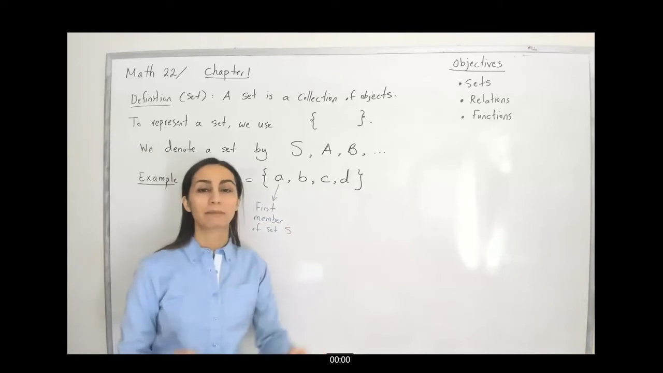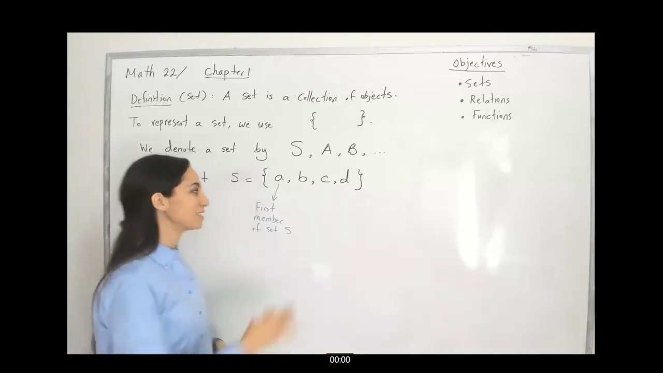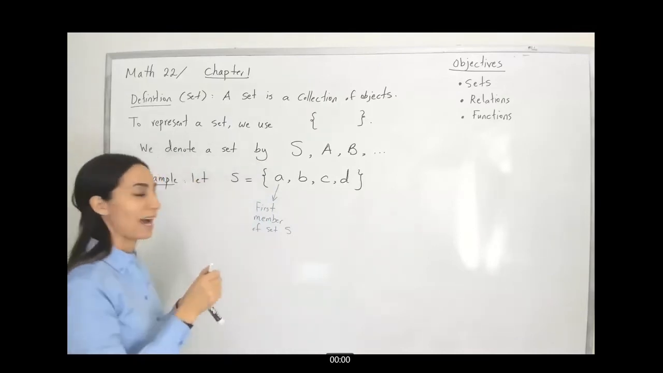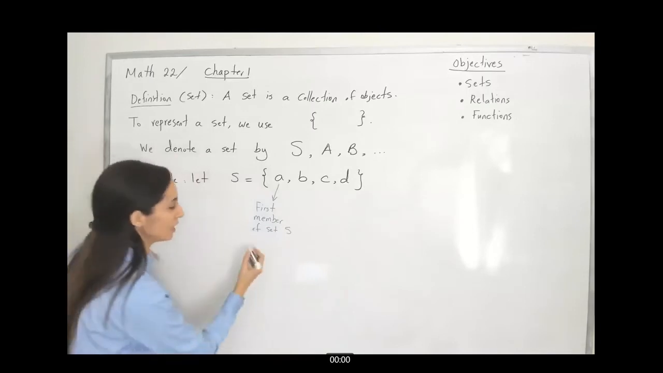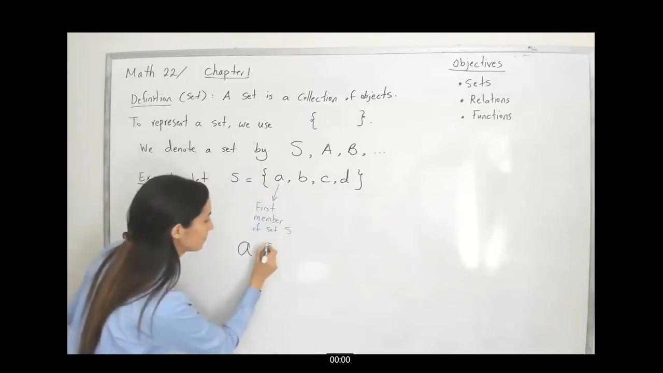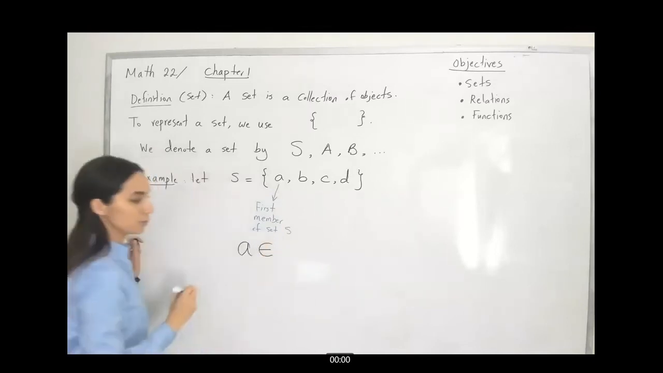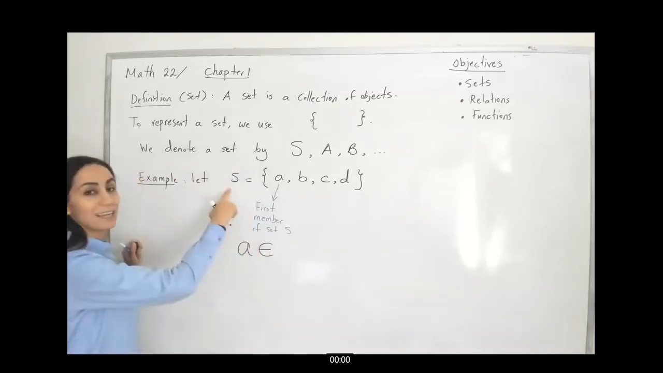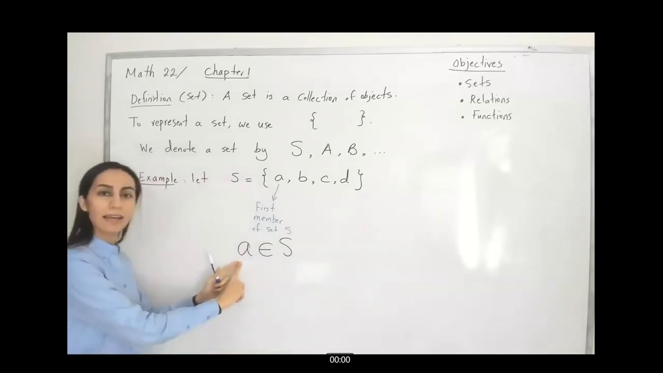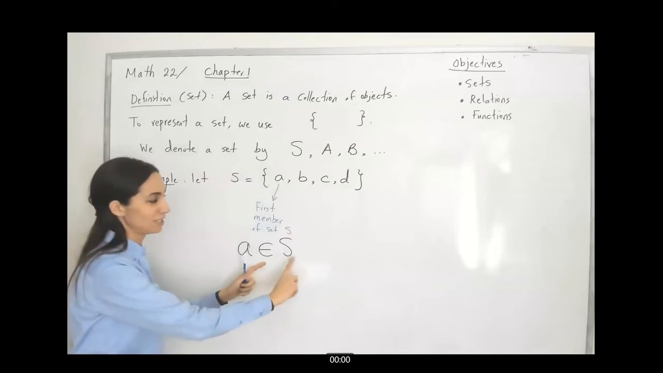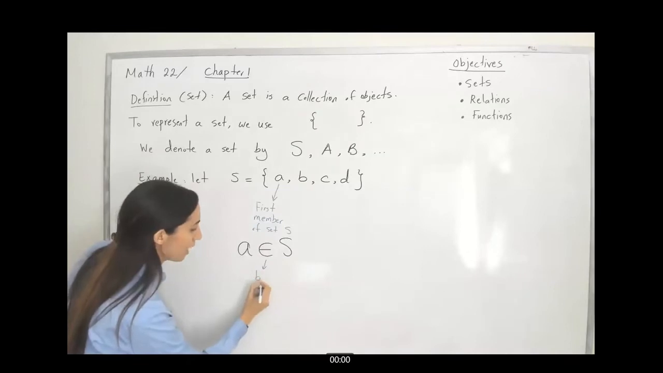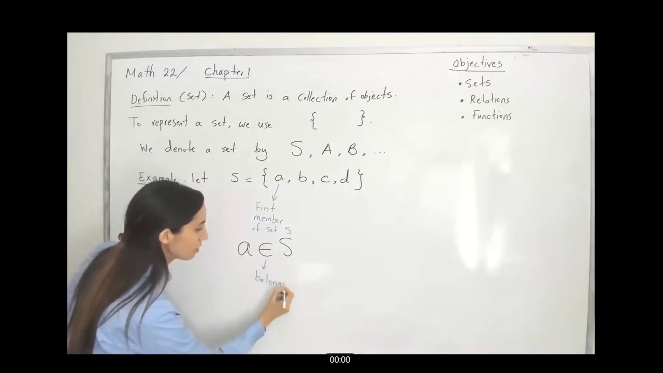Do we have any mathematical symbol representing an element belonging to a set? Well, I'm glad you asked. We write it this way. We say A belongs to set S. This is the symbol that we read as belongs to.